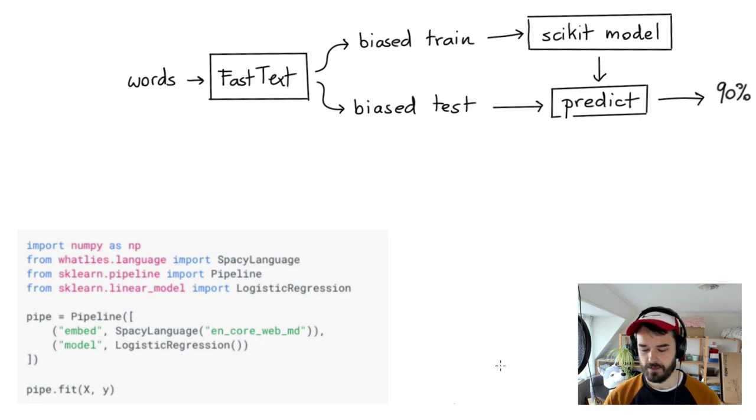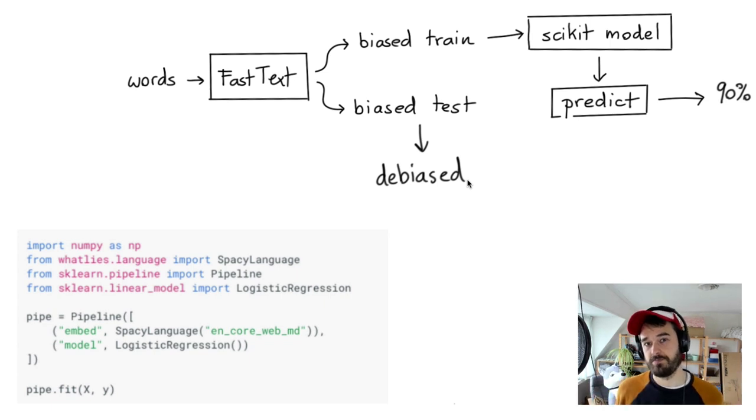But now let's say I make a small change. Let's say that I'm keeping my train set as is, but this test set is going to be debiased using the technique that I mentioned before. So we're going to be doing lots of these projections.